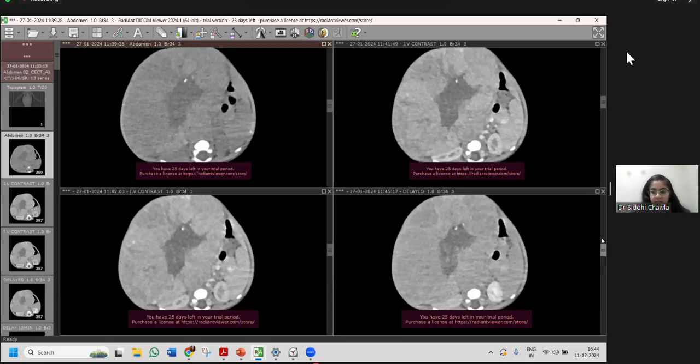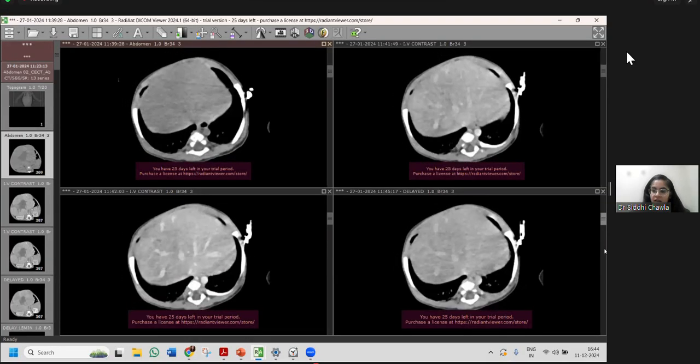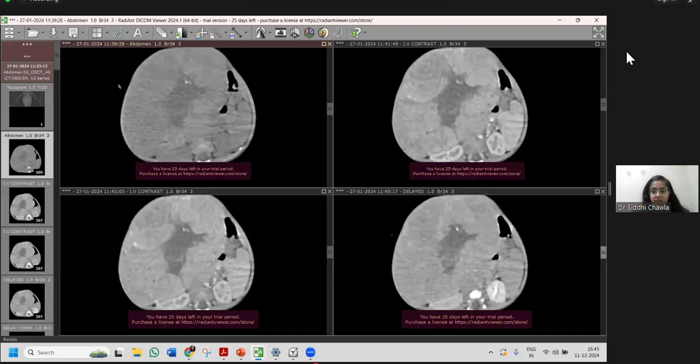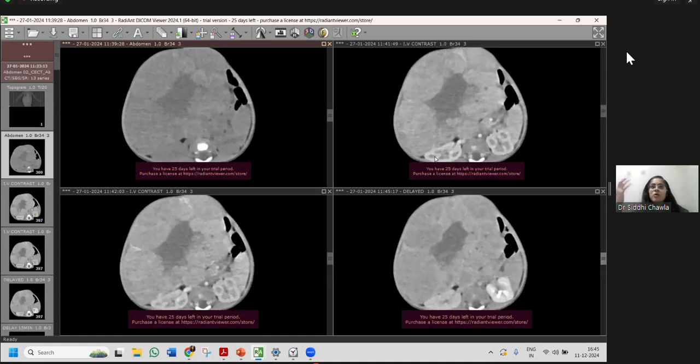So we have very few differentials, and one important point that I want to highlight before we go further into the discussion is that you have to look at the mass effect. You know that the mass is extending from the subdiaphragmatic location to the level of the pelvis. And yet, because of this huge mass, you can see the condition of the right kidney.